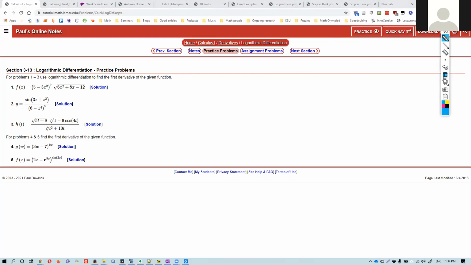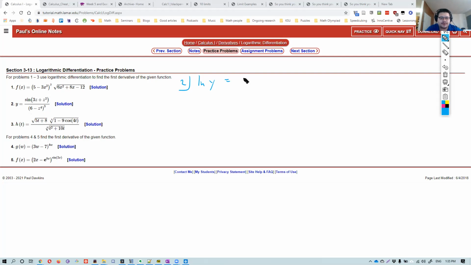Okay, great. So number 2, we're given y is equal to this function, and we want to take the derivative of it. Notice that here we actually aren't forced to use logarithmic differentiation. We could just do a quotient rule, but let's go ahead and see if it works out nicely. So I'll take log of both sides. That's the process of logarithmic differentiation.